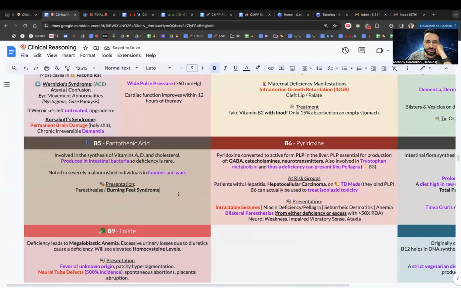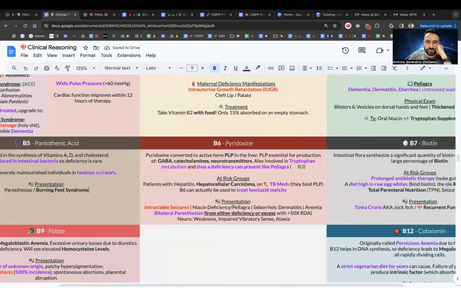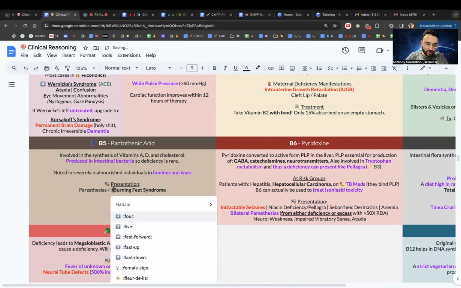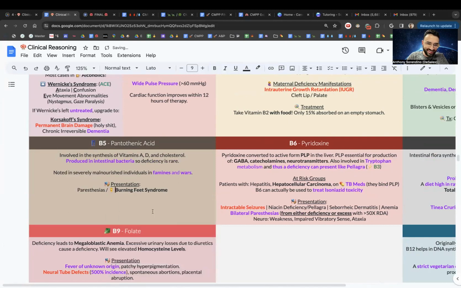Paresthesias, burning feet syndrome. Pyridoxine converted to active form. Is there a foot emoji? Nice. Let's light it on fire. There we go. Burning foot syndrome.